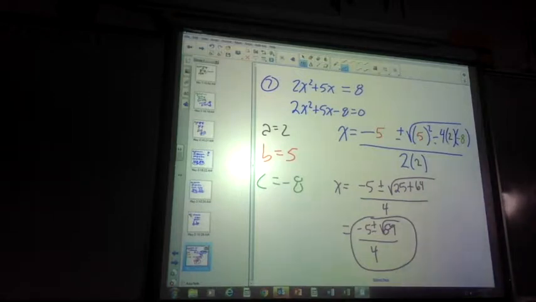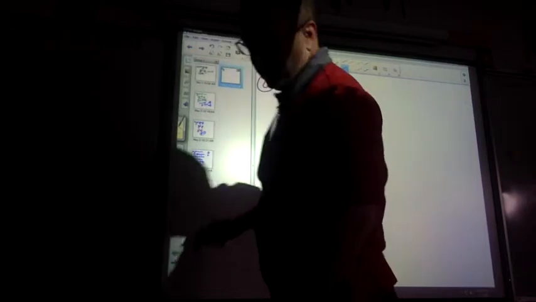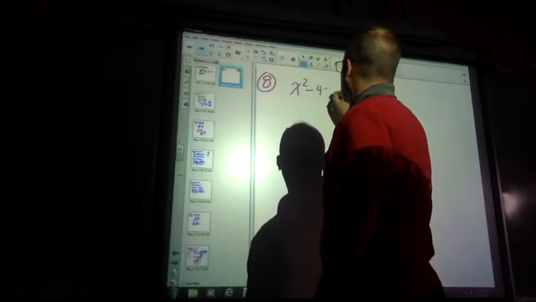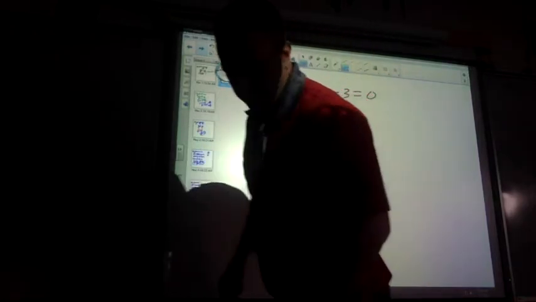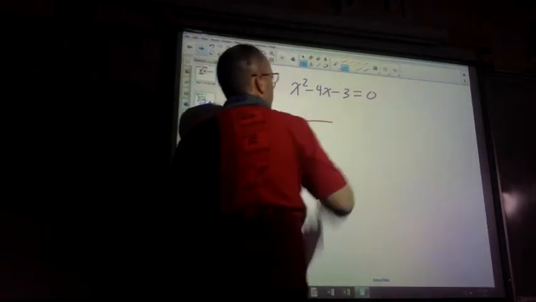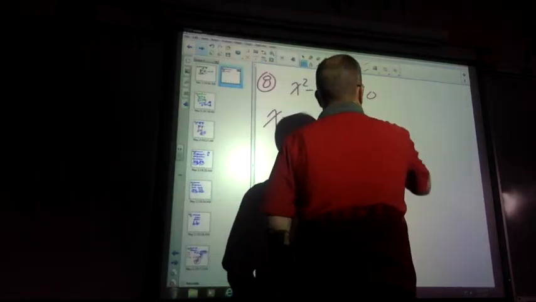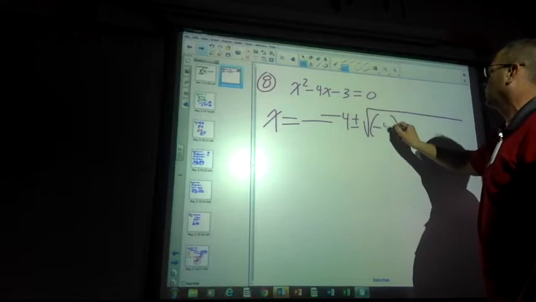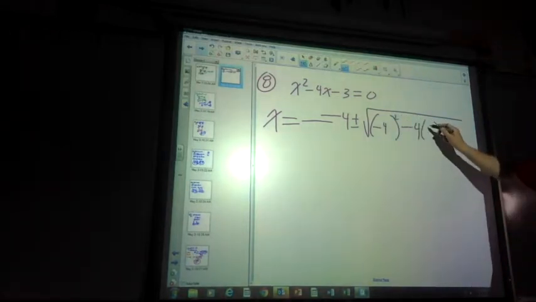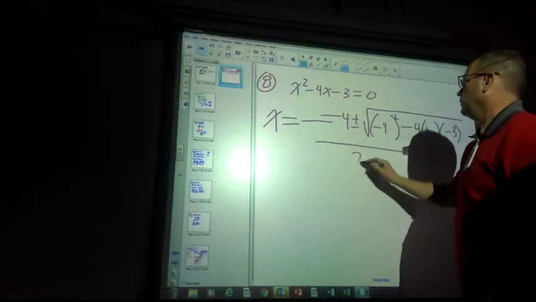All right, number 8. X squared minus 4x minus 3 is equal to 0, right? Is this set up for the quadratic formula? Yep. So x is equal to -b. What's b? -4 plus or minus the square root of b squared, which is -4 squared, minus 4. What's a? Was that positive? 1. What's c? All over 2a, which is 1.